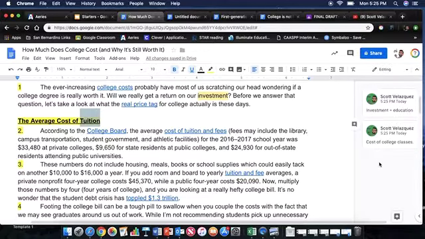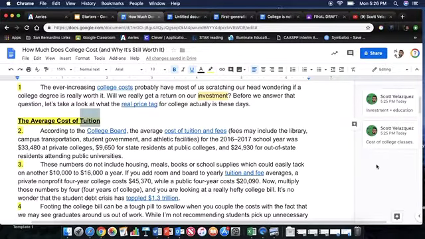According to the College Board, the average cost of tuition and fees may include the library, campus transportation, student government, and athletic facilities. So when you go to college, when you're paying money, you have access to the library, you have access to the buses around the school, and you have buses to the facilities. So if you want to play basketball, you can go play basketball. If you want to lift weights, you can lift weights. So all that money goes towards those facilities.